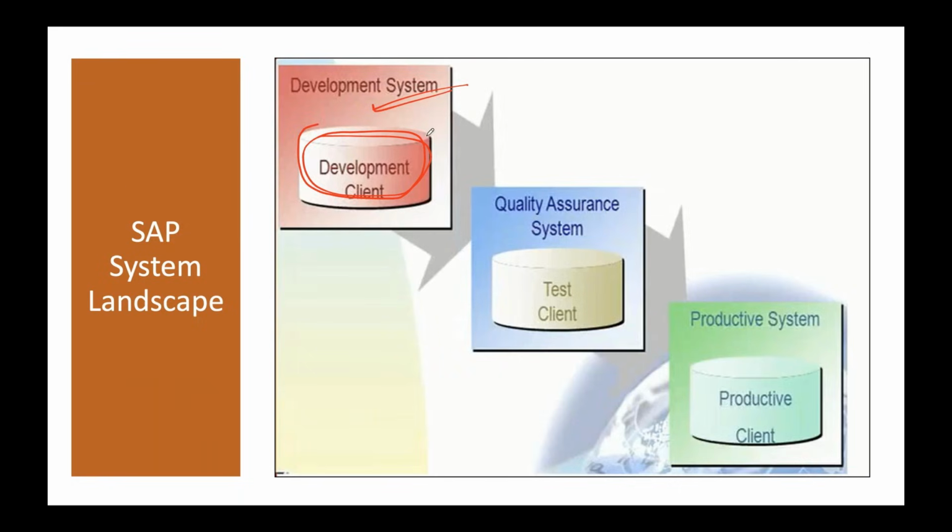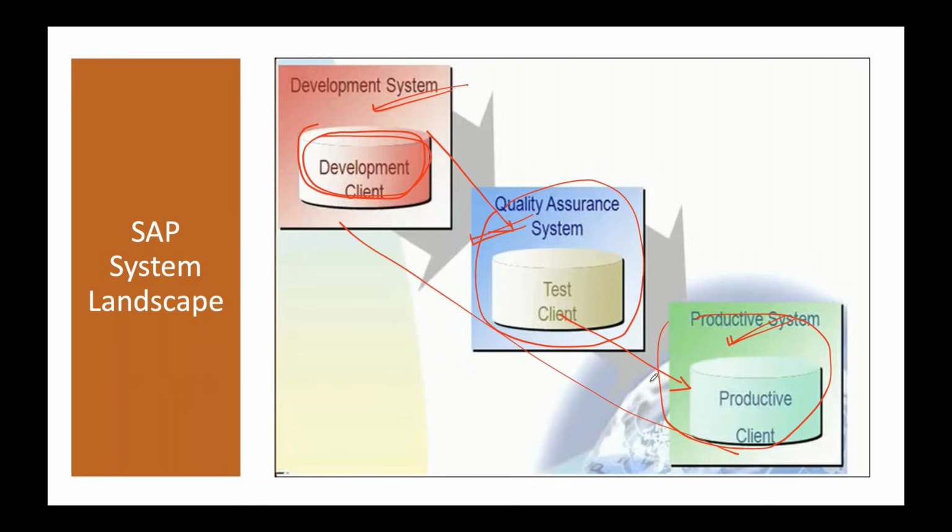Once this development is done, you will move all this to the QA system, quality system. In the quality system, the users will test everything. Once the testing is completed, all of this is moved to the production system. The production system is the live system, the day-to-day system. The users will be doing their day-to-day activities in this system, the production system, the live system. So this is the typical SAP implementation, the SAP landscape normally.